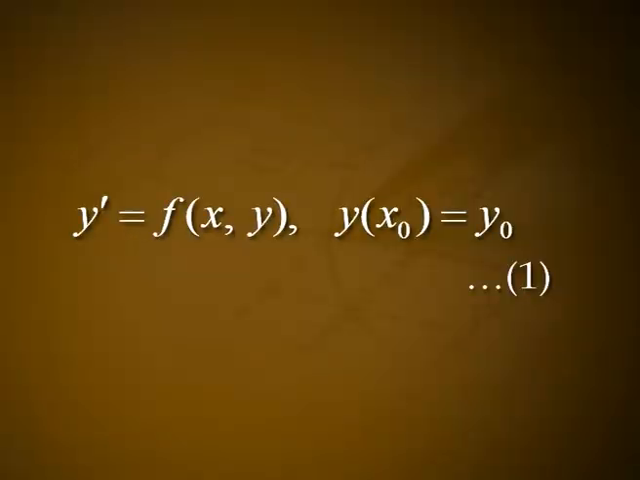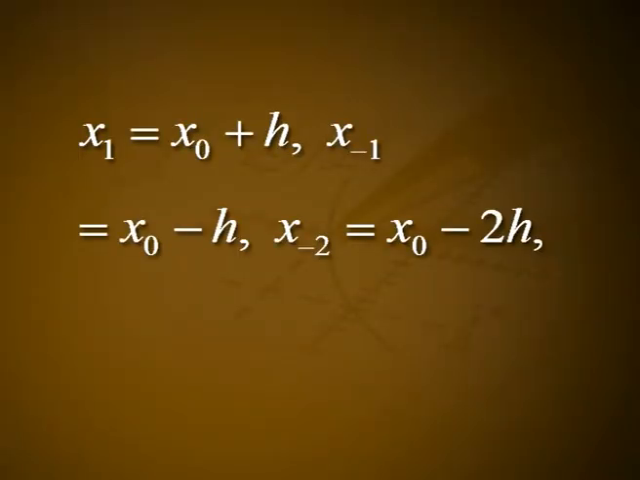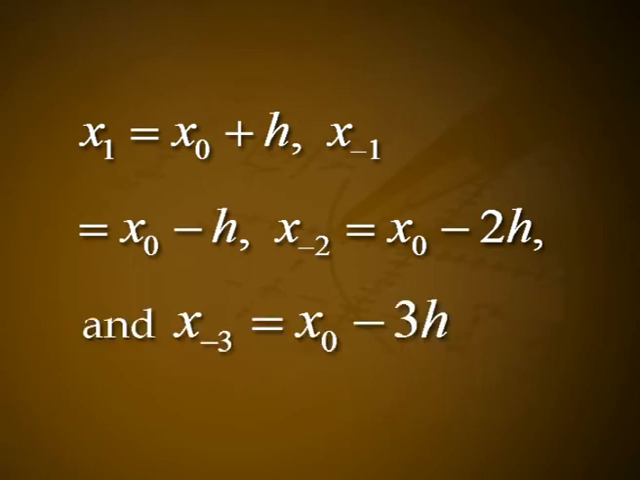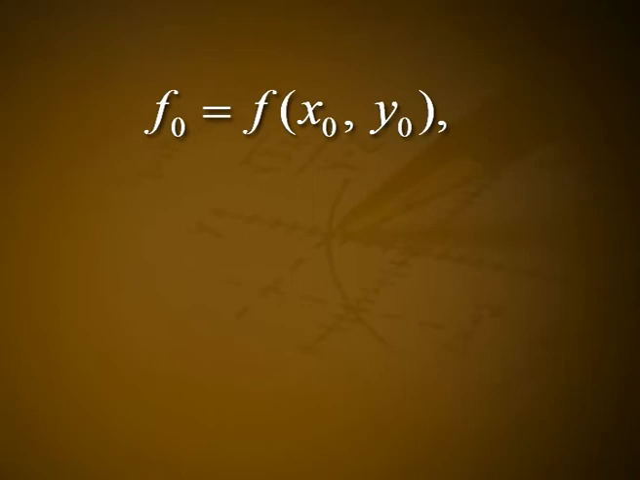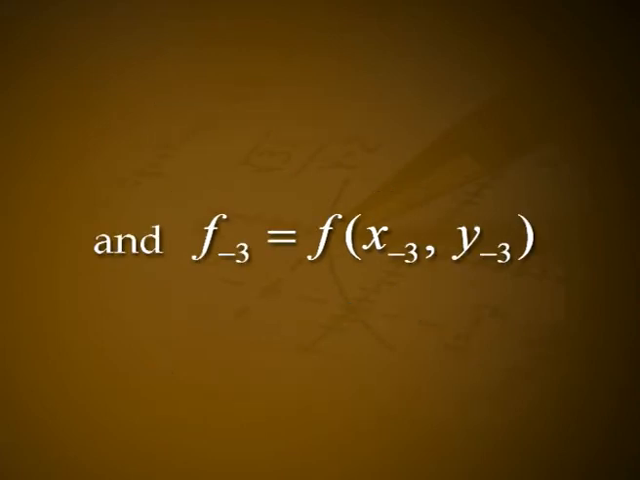Consider the initial value problem y dash equal to f of (x, y), y at x0 equal to y0. Let us denote it as 1. Starting with the given x0 and given the step size h, we have x1 equal to x0 plus h, x minus 1 equal to x0 minus h, x minus 2 equal to x0 minus 2h, and x minus 3 equal to x0 minus 3h. We denote f0 equal to f of (x0, y0), f1 equal to f of (x1, y1), f minus 1 equal to f of (x minus 1, y minus 1), f minus 2 equal to f of (x minus 2, y minus 2), and f minus 3 equal to f of (x minus 3, y minus 3).